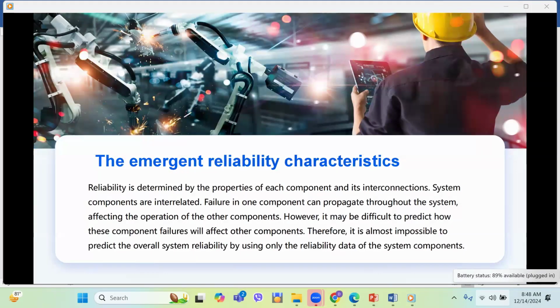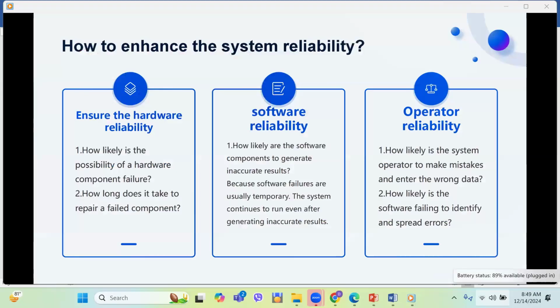The emergent reliability characteristics. Reliability is determined by the properties of each component and its interconnections. System components are interrelated. Failure in one component can propagate throughout the system, affecting the operation of the other components. However, it may be difficult to predict how these component failures will affect other components. Therefore, it is almost impossible to predict the overall system reliability by using only the reliability data of the system components. So how to enhance the system reliability?